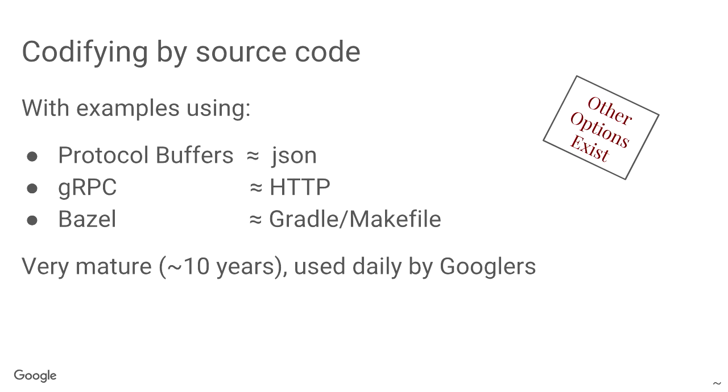Now, when you think about focusing on codifying by source code, I'm going to talk about 3 main technologies: protocol buffers, gRPC, and Bazel. And they're basically the equivalent of JSON, HTTP, and Makefiles. Now, who here works with protocol buffers?